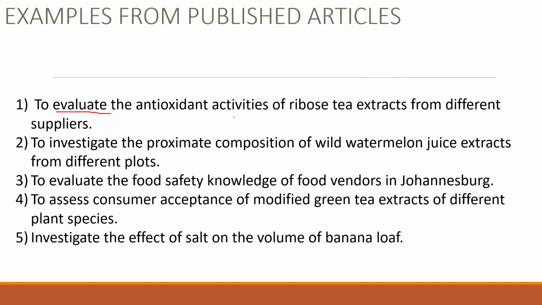So to evaluate the antioxidant activities. So this is the phenomenon under investigation, antioxidant activity. So they're going to measure antioxidant activities, right? So this will be the dependent variable, the DV. My writing is not that good here because I'm just using the mouse. Then the samples will be rooibos tea extract samples. So samples identified in the objective, which is good.